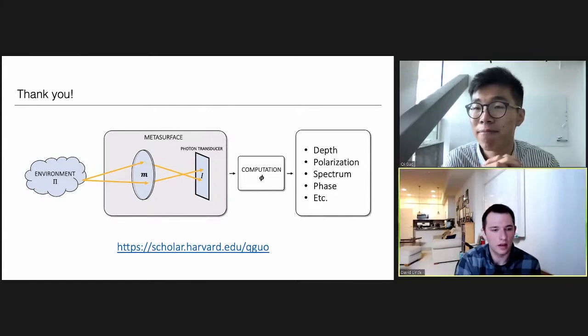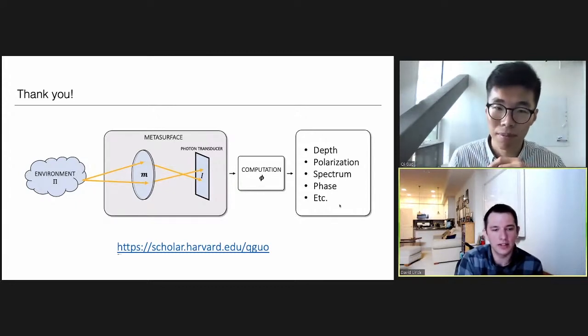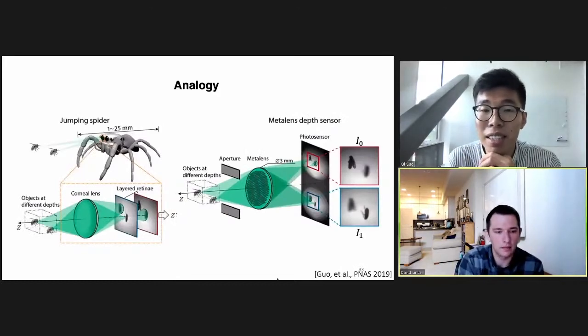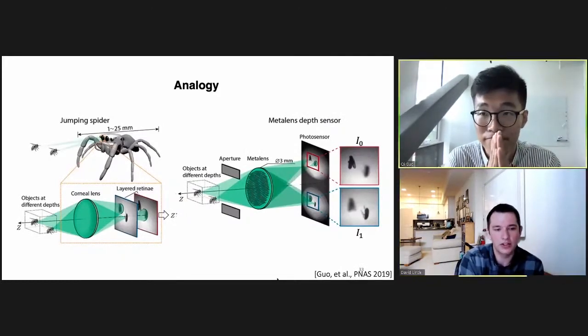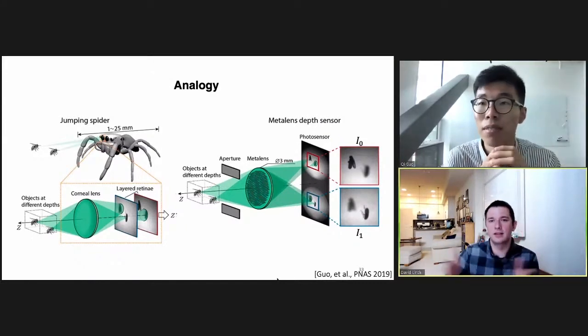Okay. Next question is from Barmak Heshmat. He says, great talk. Does this only work with coherent light? Are there crosstalks between different images? Referring probably to the two differential defocus images you capture. And is there a translational shift between the two depths? So are they offset somehow?